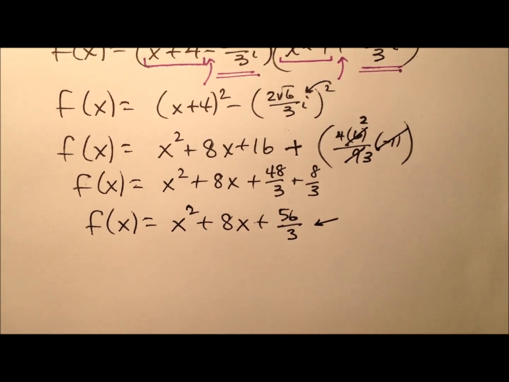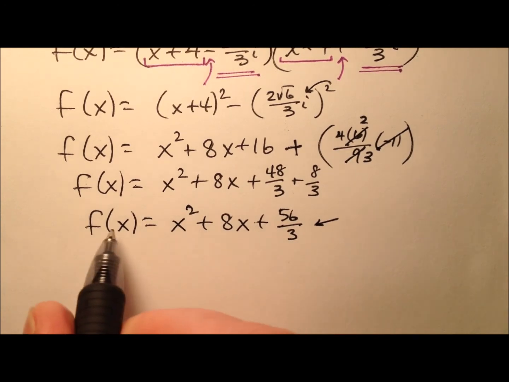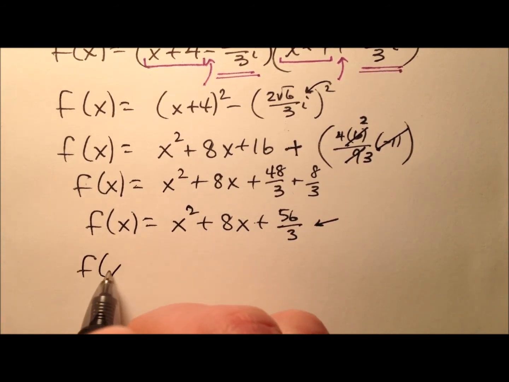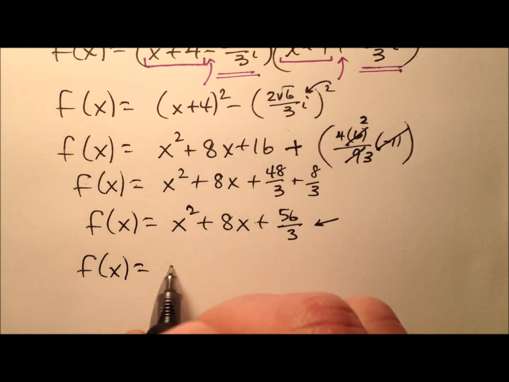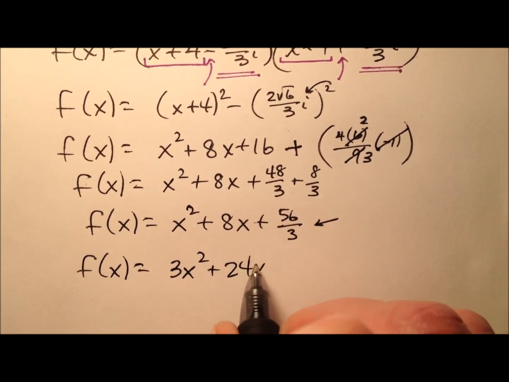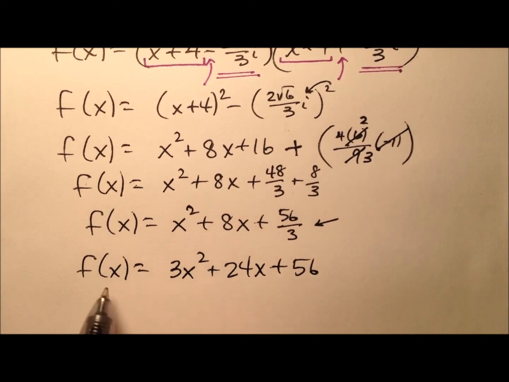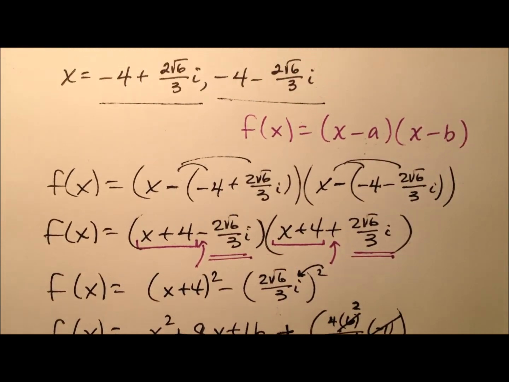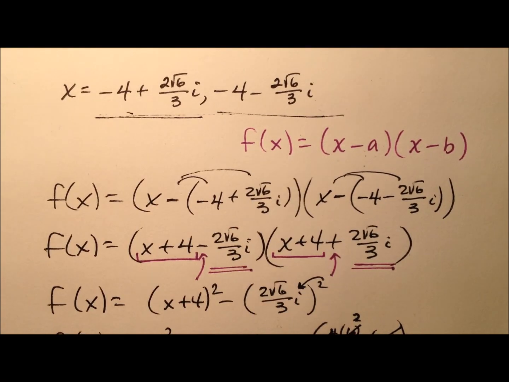If you don't like this fraction to be there, you can just multiply everything by this 3, because you're not changing the roots of the function at all. If you just multiply everything by 3, it's just a scalar product. So let's multiply 3 by everything. So 3x squared plus 24x plus 56. And now there are no fractions, and that's going to be the quadratic function giving these two initial complex roots.